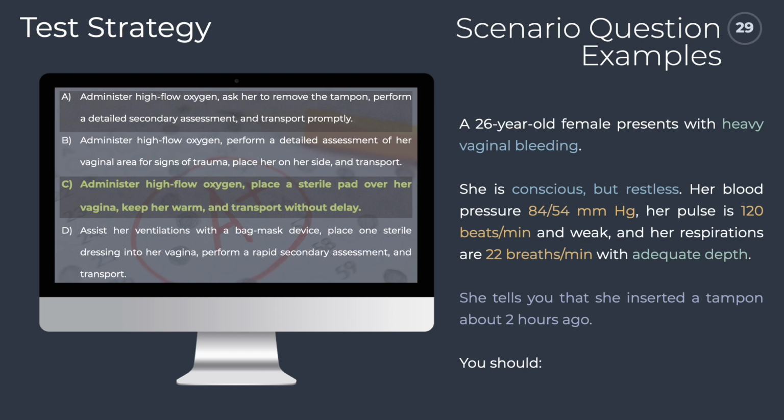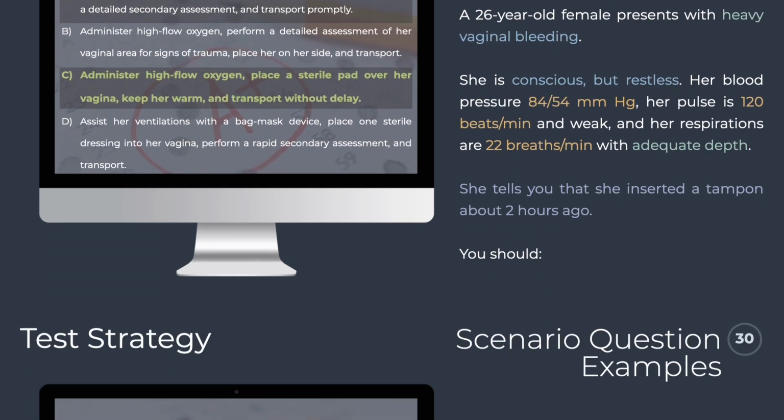This leads to the third answer, which identifies the need for supplemental oxygen, covering the vaginal area, and keeping the patient warm, which is essential with patients who are suffering from hypovolemic shock, as hypothermia inhibits the body's ability to form clots, and transport without delay. I hope by now you're starting to get the hang of analyzing the questions and coming to the correct answer.